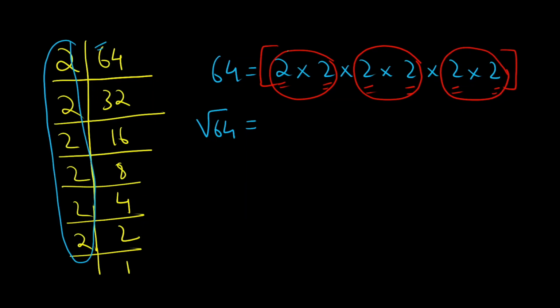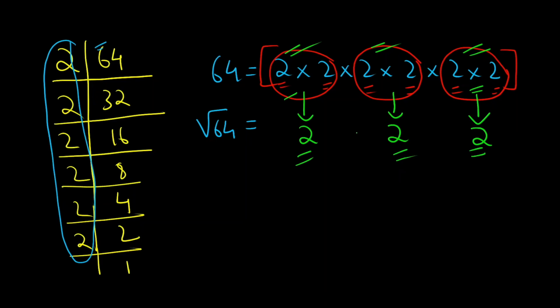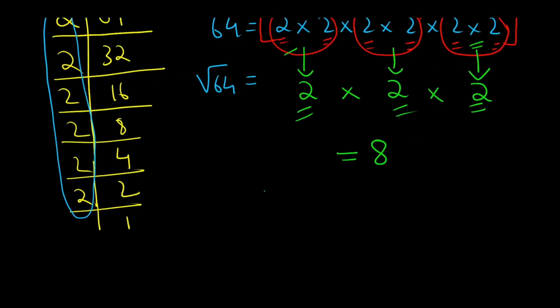Now from each of these groups, I will just pick out one number. So from this group, I will pick out 2. From this group, again I will pick 2. Over here from this group again, I will pick 2. Now, the final step is to multiply these three numbers. So 2 multiplied by 2 multiplied by 2. This gives us the answer as 8. And ladies and gentlemen, the square root of 64 is 8.